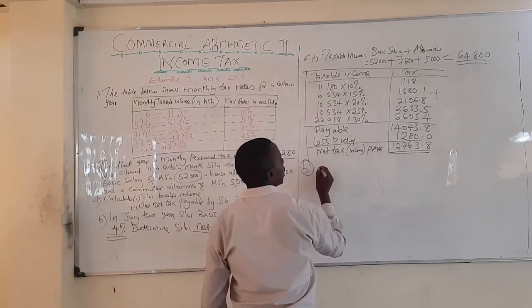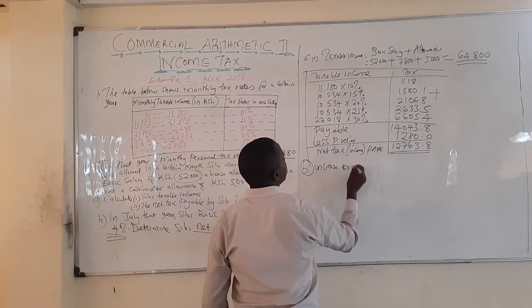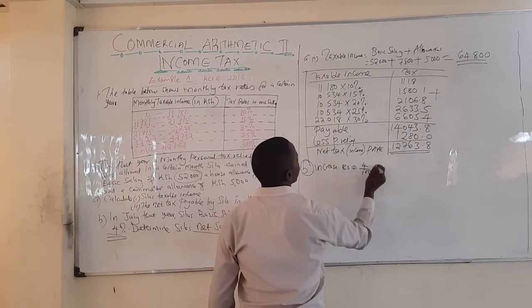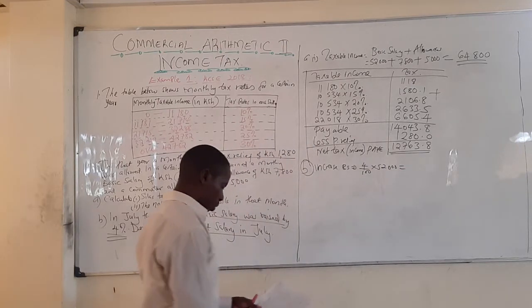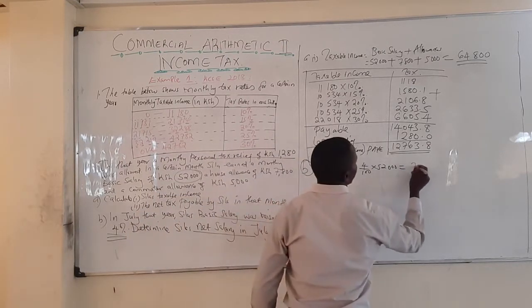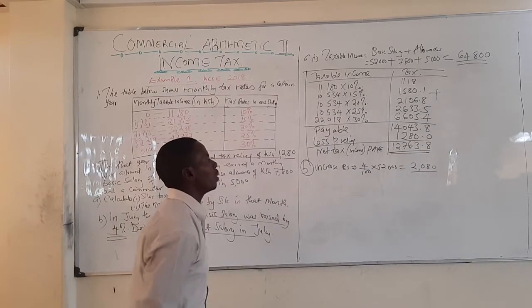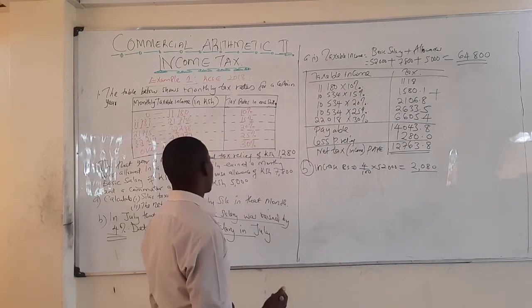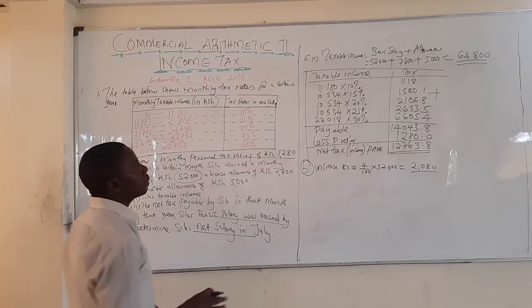So let's see how much it was raised to. The increase in basic salary would be 4% of 52,000, and this is going to be 2,080 shillings. So that is the amount that was increased in Sarah's salary.